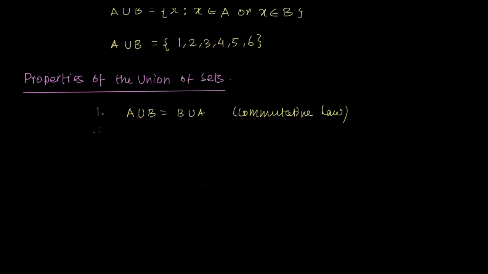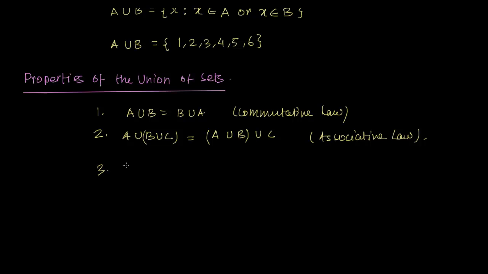The second thing is if I have three sets, right? Then it does not matter in which order you take their union. So you take this or you take this, they'll be equal. And this is the associative law, right? This is the associative law.